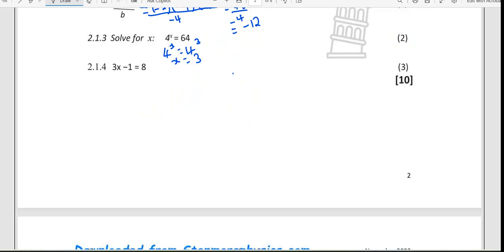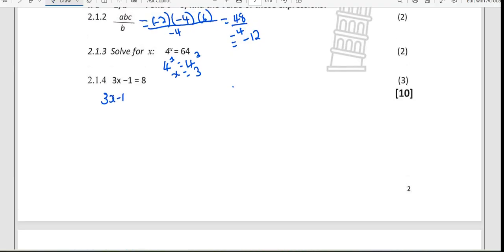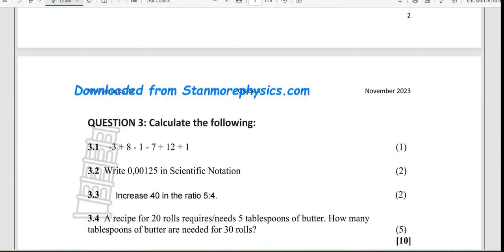So for x, here I'm going to take this negative 1 to the other side. It's 3x minus 1 equals 8. I will take this negative 1 to the other side. The 3x is going to be 8 plus 1. 3x is going to be 9. I will divide by 3, I will divide by 3. x is going to be 3. Guys, very, very simple.